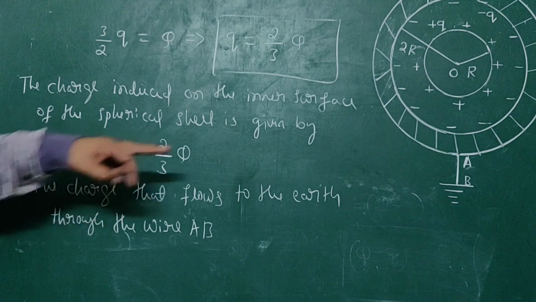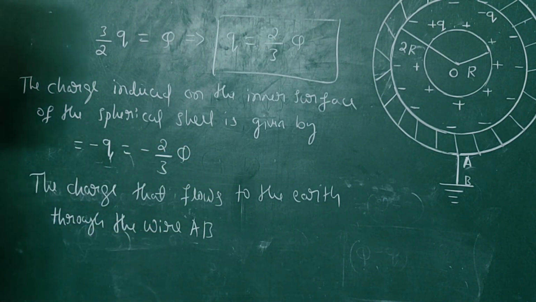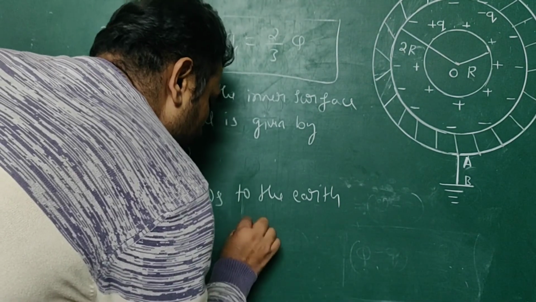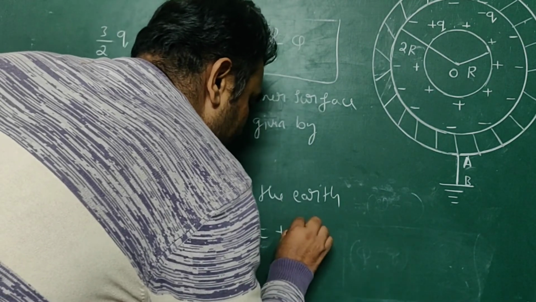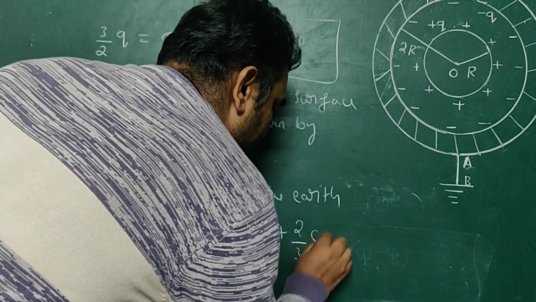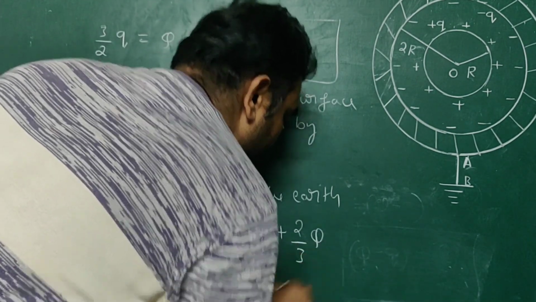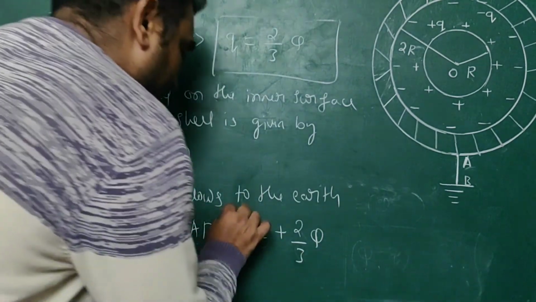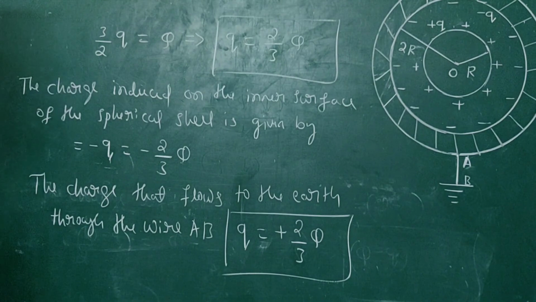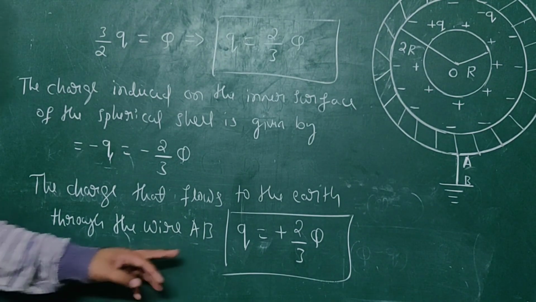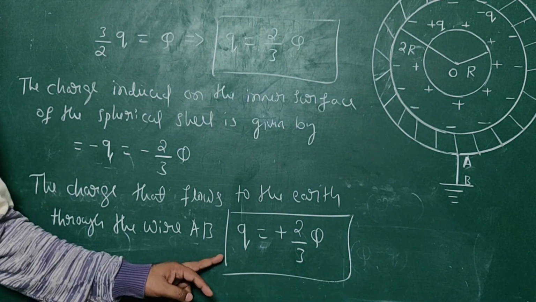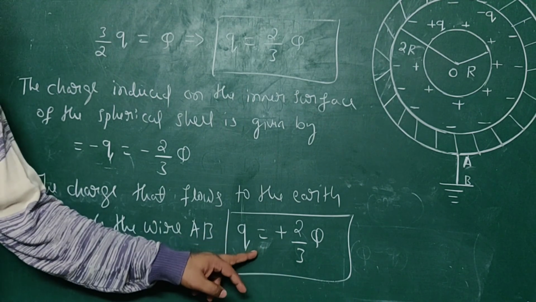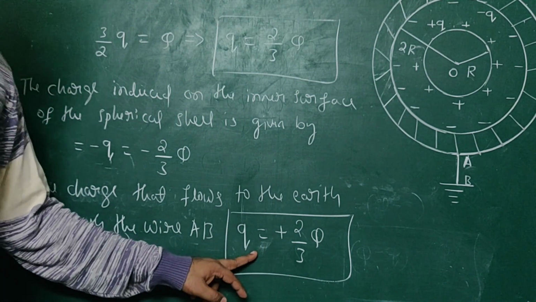Therefore, the charge that flows to the earth through the wire AB is plus 2/3 into capital Q. So finally we got the answer. This is the answer for the question. This much charge will flow to the earth through the wire AB.